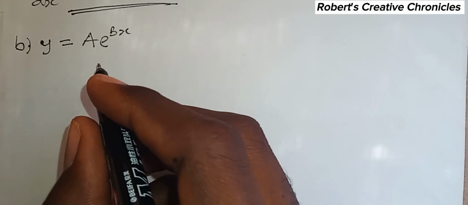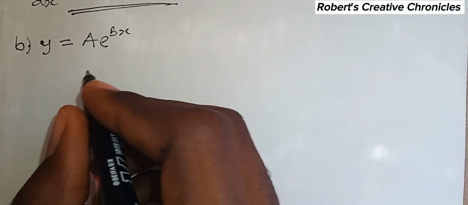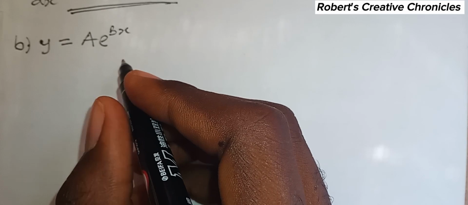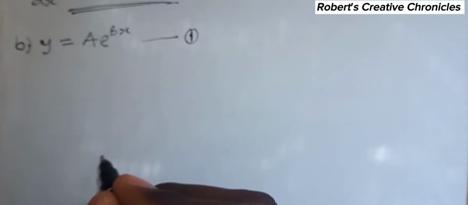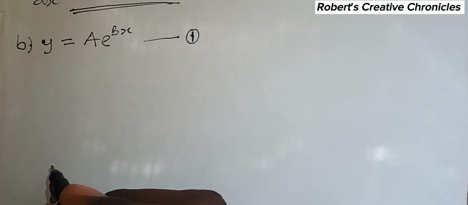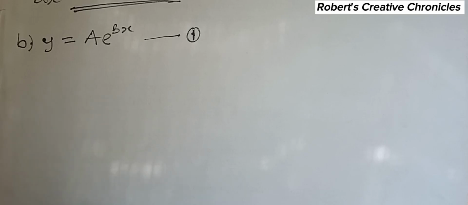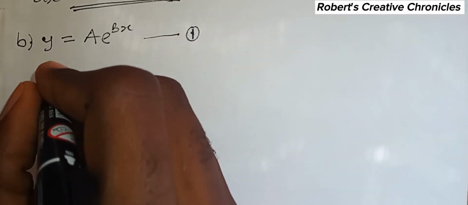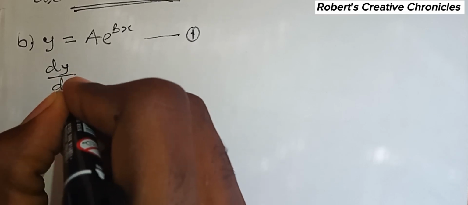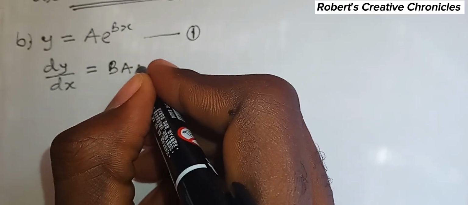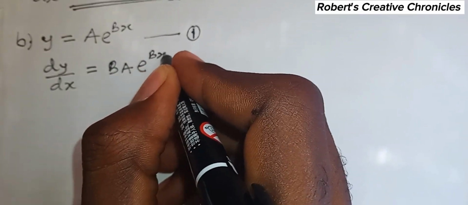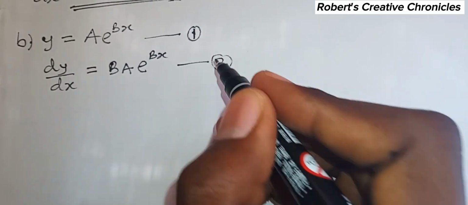So let's move to this B part. y is equal to A exponential bx. So this will be our equation 1. Then we'll find the derivative of this. dy over dx equals bA exponential bx. This will be our equation 2.